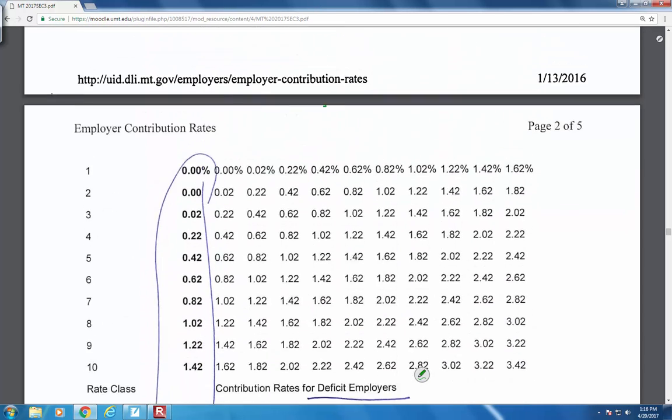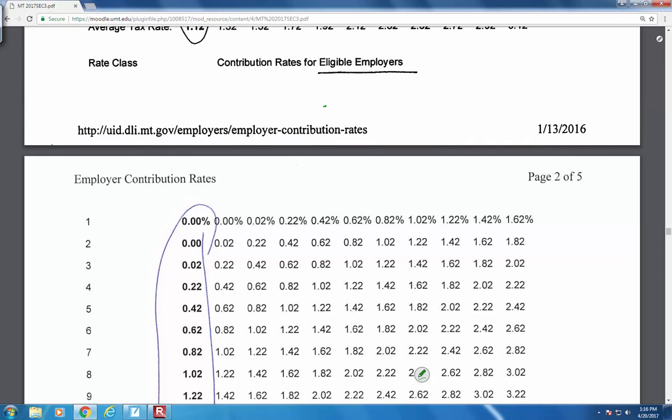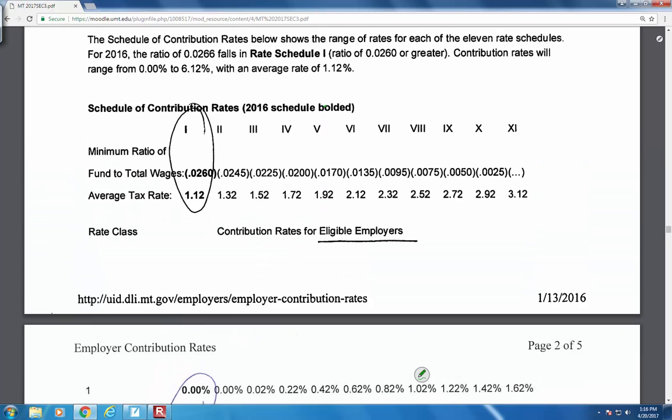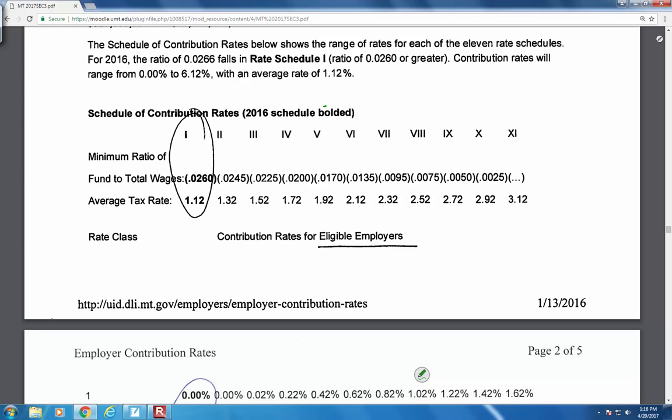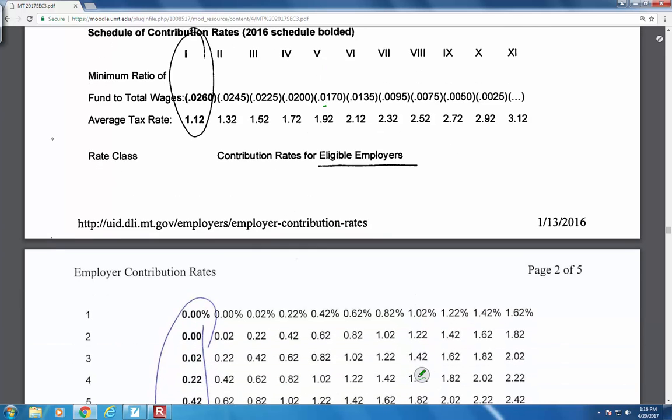Now, does everybody understand the first thing that happens is the state publishes, what's the formal name of this? Schedule of contribution rates. And in that schedule of contribution rates, you need to know 2 things. One is, are you a deficit employer or a surplus employer? And the second thing is, what rate class are you in? Okay?